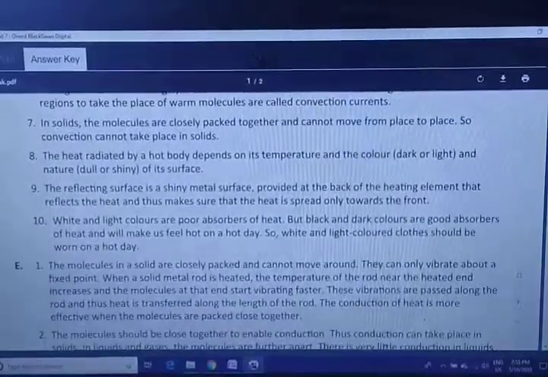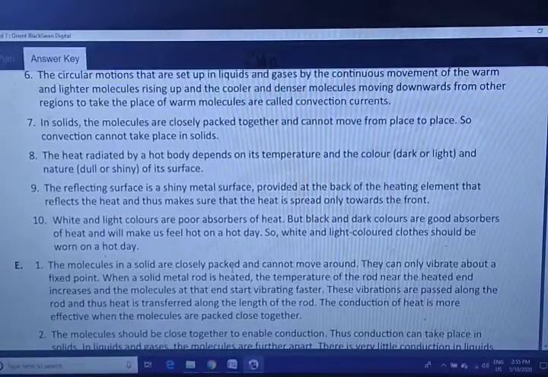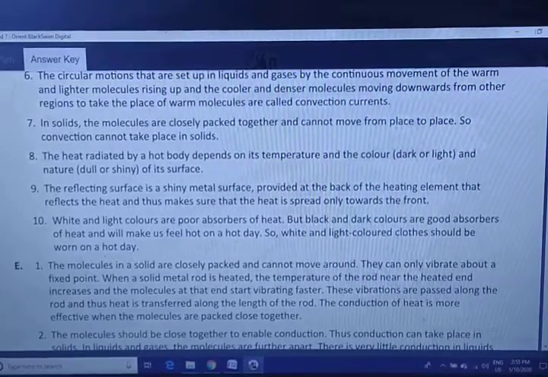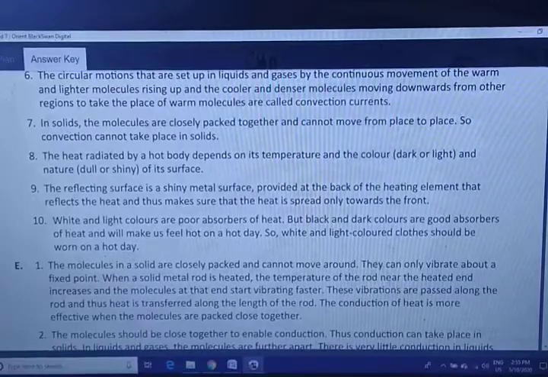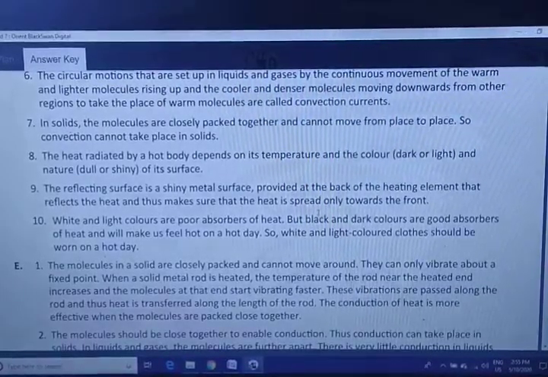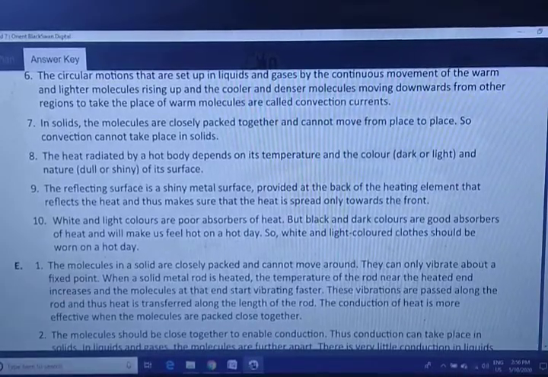Now the question number 9. What is the function of the reflecting surface provided in an electric room heater? Very, very important question. It's going to come in the exam. The reflecting surface is a shiny metal surface provided at the back of the heating element that reflects the heat and thus makes sure that heat is spread only towards the front. Got it? So this is a very, very important question.